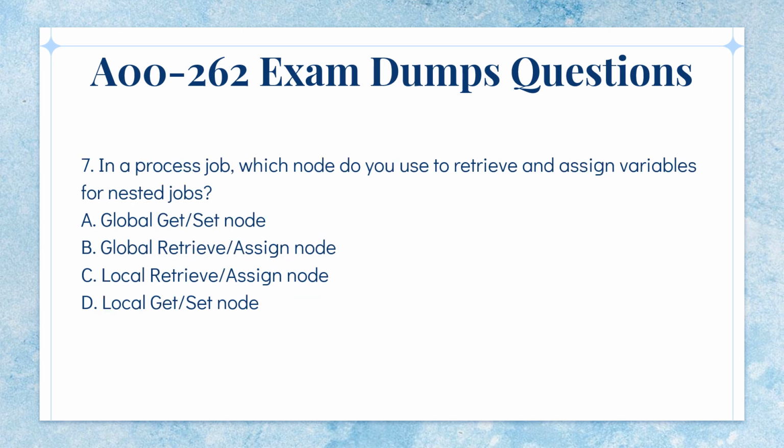7. In a process job, which node do you use to retrieve and assign variables for nested jobs? A. Global Get, Set node. B. Global Retrieve, Assign node. C. Local Retrieve, Assign node. D. Local Get, Set node.